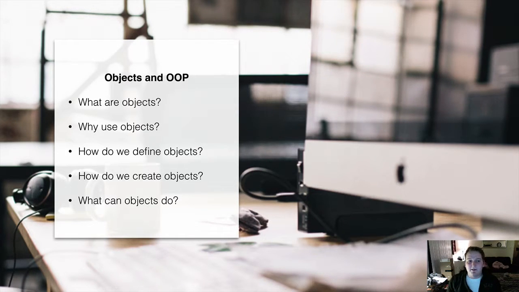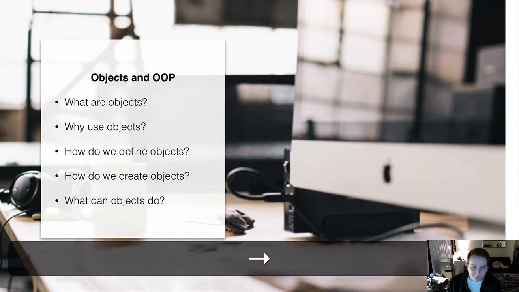And hopefully by the end of it, you'll understand what an object is and why it makes sense to use this for organizing code. So we're going to go over what objects are, why we use them instead of something like a procedural process, how do we define an object? How do we create an object? And lastly, what can objects do for us as programmers to make our life easier? So let's jump right in.